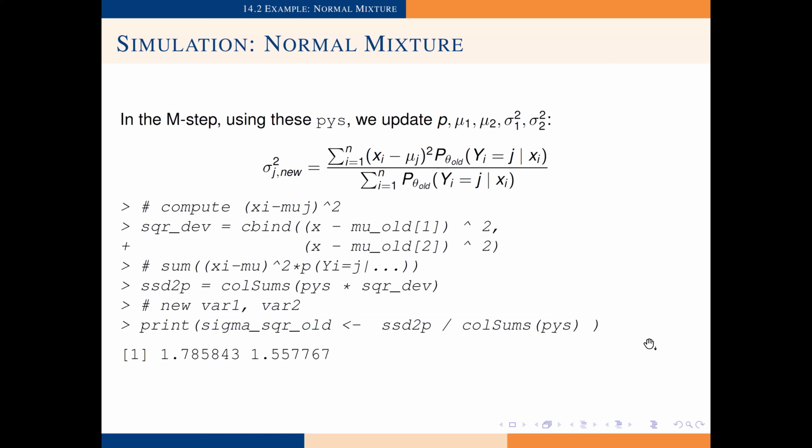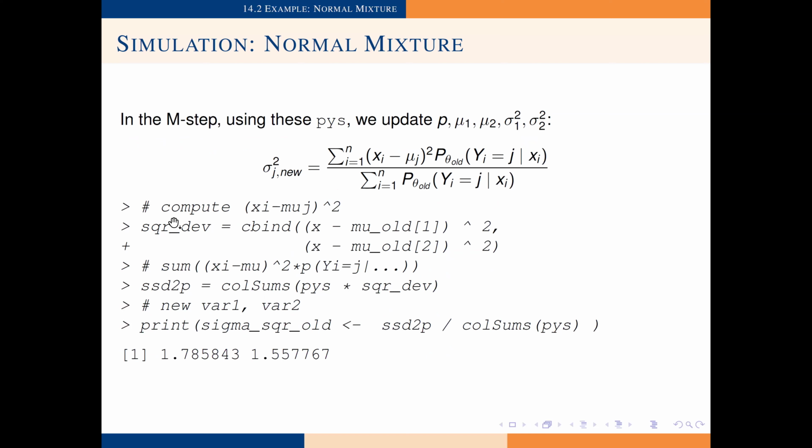The last thing we need to update are the variances of the two normals. It's given by this formula here that you can see still involves p theta old, as well as the squared deviation of each observation from the mean of that particular class we got on the last page. So what we can do is first, again, get the numerator. In this case, we will need to know across the n observations the squared deviation of each observation from the two means we got from the mu's.